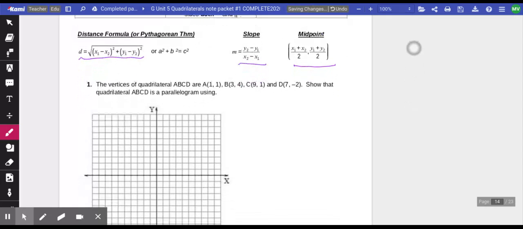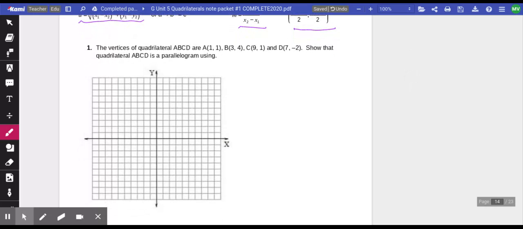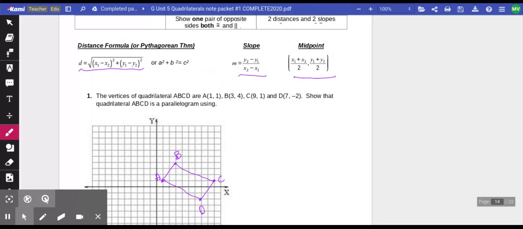So, first thing I want you to do is pause on number 1, and I want you to plot these points. Okay, so you should have plotted these points. So then we're going to use the slope formula to show this is a parallelogram. So what we want to do is find the slope of all our sides. So we want to find the slope of AB, BC, CD, and AD.